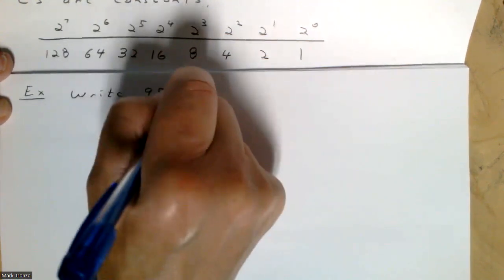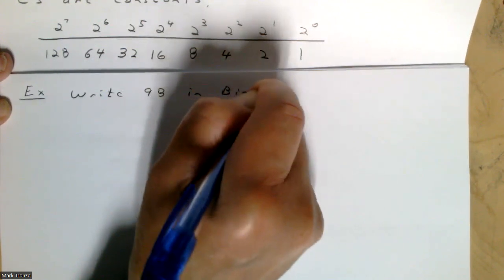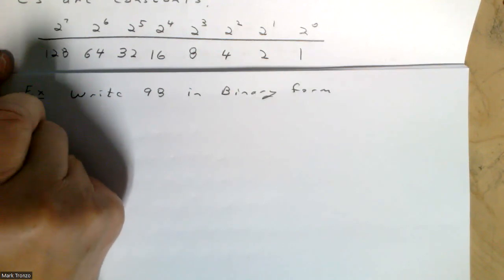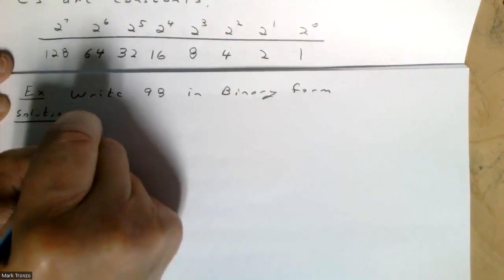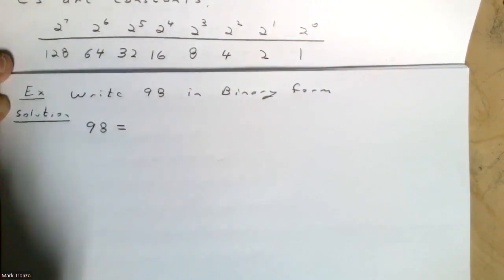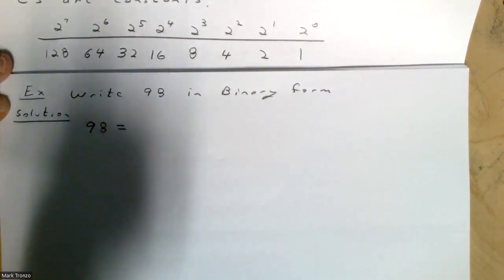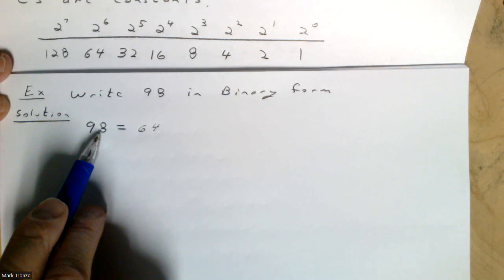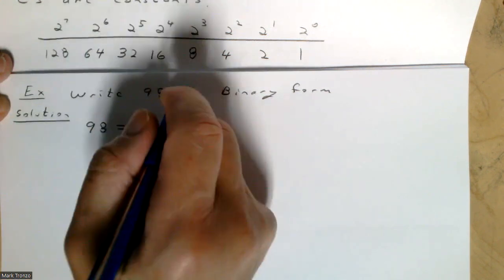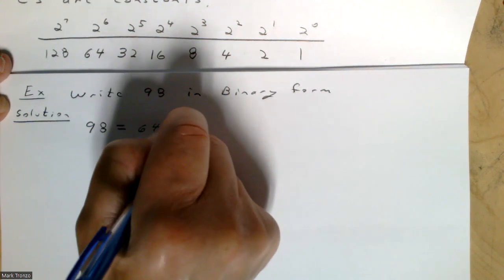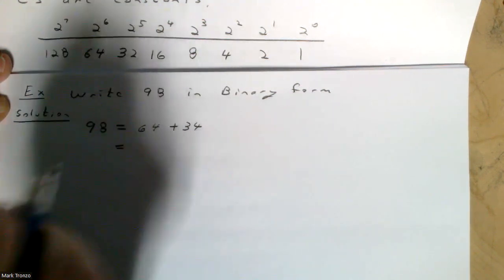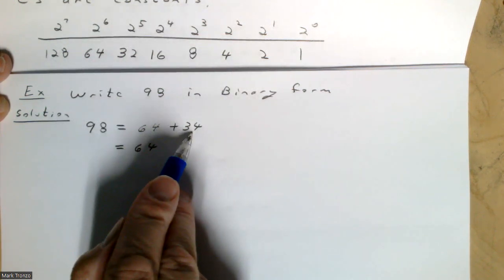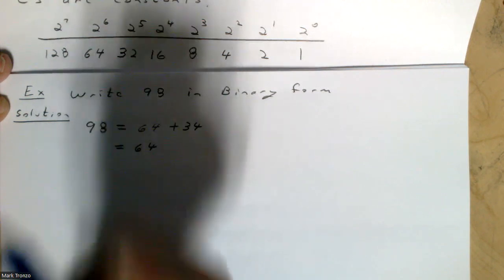Write 98 in binary form. Once again, what's the biggest power of 2? It's going to be 64. And we take 64 out of this. What's left over? What is that? 34? So this 64 is the power of 2. Now go over here. What's the biggest power of 2 you can take out of this? Looks like 32.